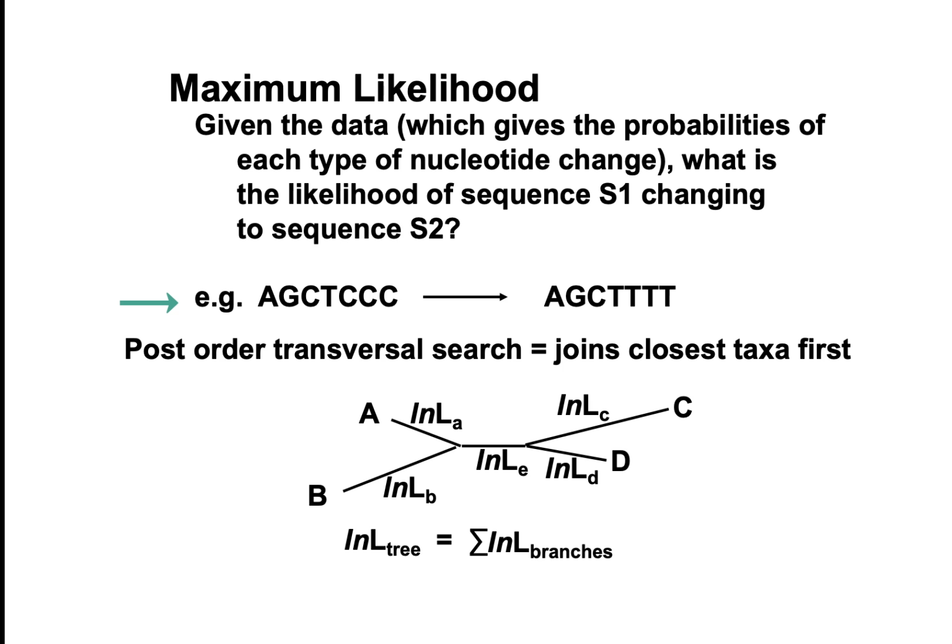the probabilities of that. It does that for each branch that it joins together, and then determines the log likelihood, the natural logarithm of the likelihood for that particular branch. And for the entire tree, it's the sum of the log likelihoods of each one of the branches added together.